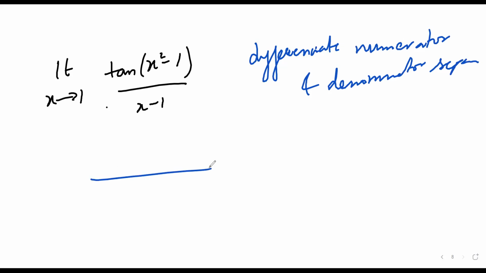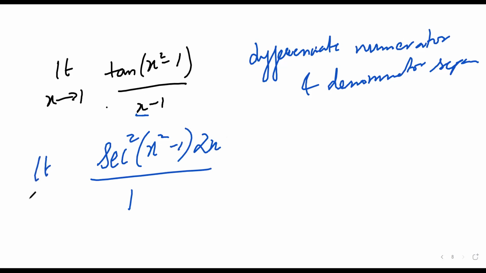So in differentiating the denominator, what is it? x differentiation is 1, 1 is 0. Tan of x square minus 1. So tan x differentiation is sec square x. Sec square of x square minus 1, into 2x, since x square differentiation is 2x. And do not forget the limit. Then putting x value as 1, sec square of 0 is 1 itself. 1 into 2, that is it. So the answer is 2 itself.